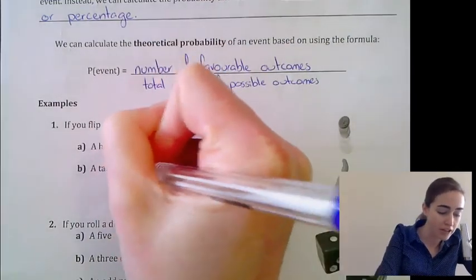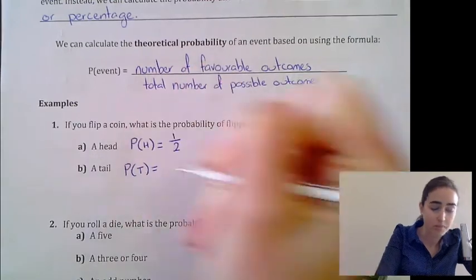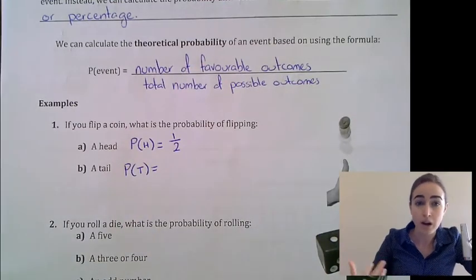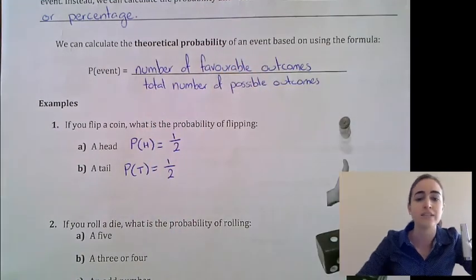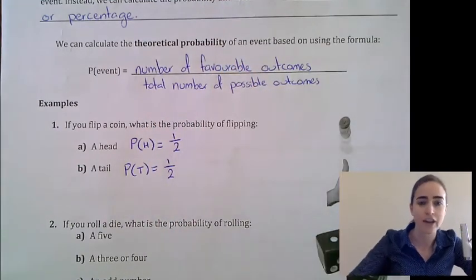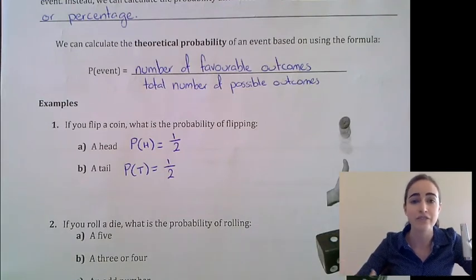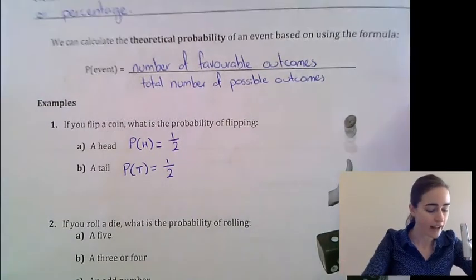So the probability of flipping a tail would be the same. There's only one way that we can get a tail, and there's two possible outcomes from that experiment. So we've got a half and a half. We could say that there's a 50-50 chance. All right, our next one.